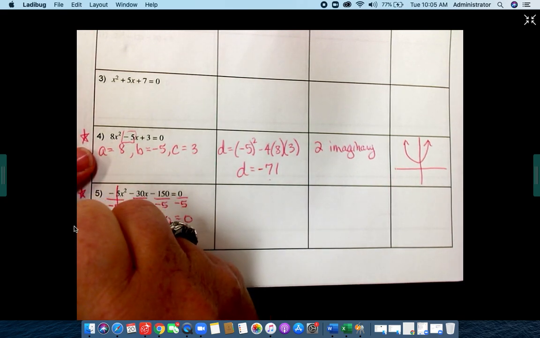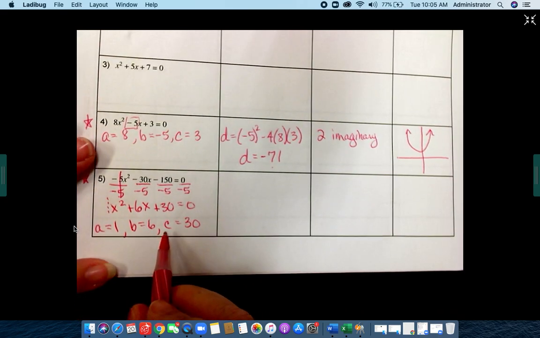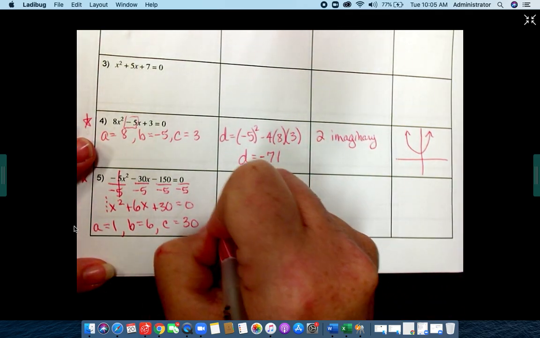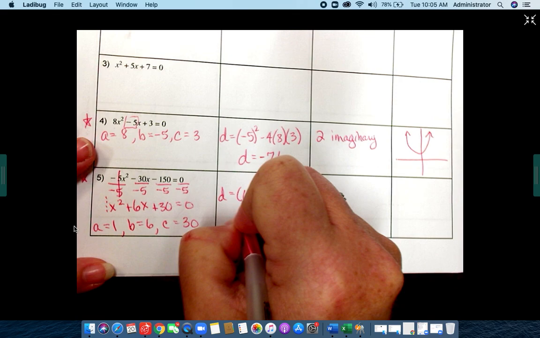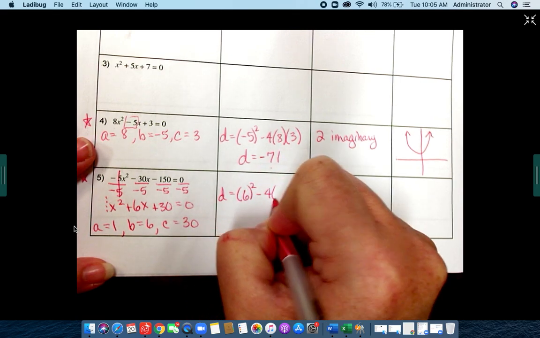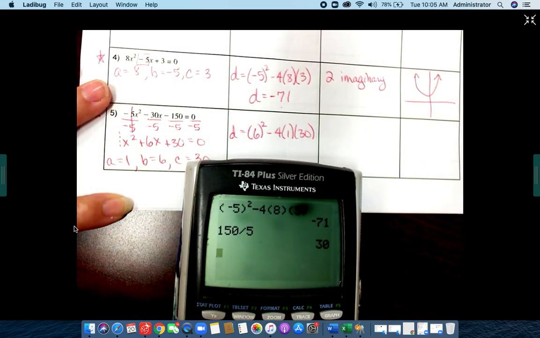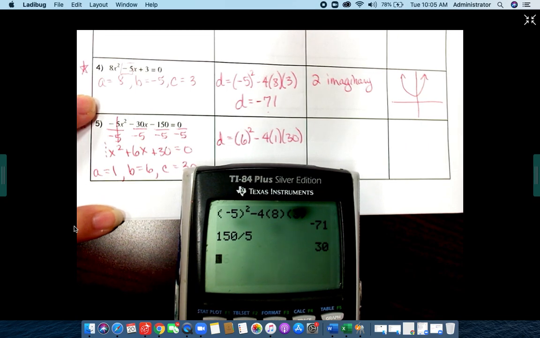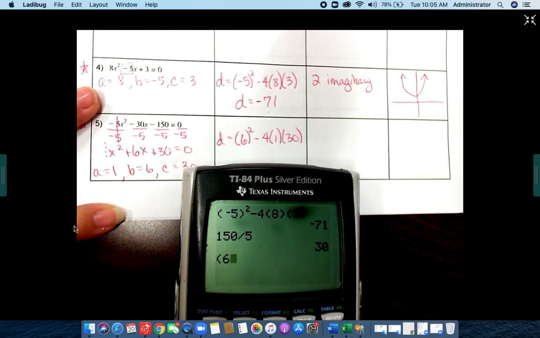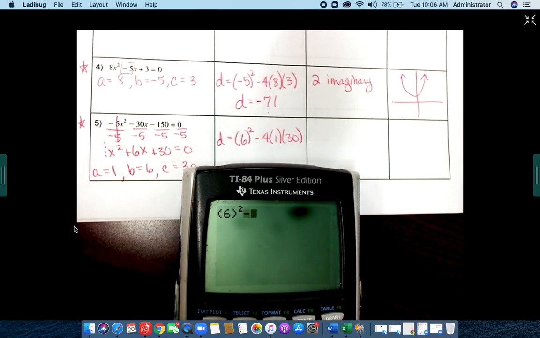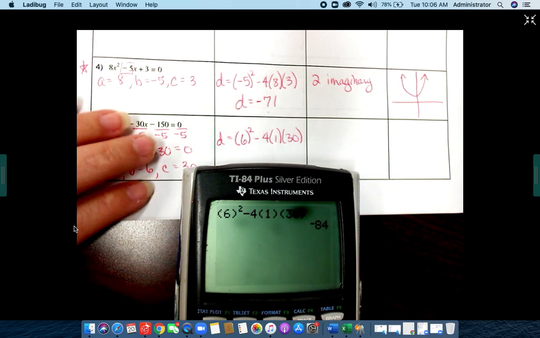So my A value is now an understood 1. My B value is 6. My C value is 30. Discriminant is B squared minus 4AC. And then we're going to type it in. And I usually just square the number in my head. But if you want to go ahead and just type it in square, that's fine. Minus 4 times 1 times 30. I guess I'm not modeling for you exactly what I said, right? 6 in parentheses squared minus 4 times 1 times 30. And we get a negative 84.